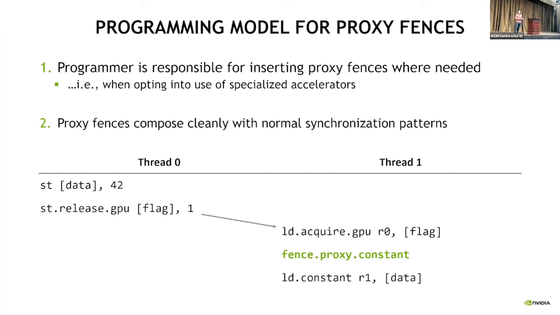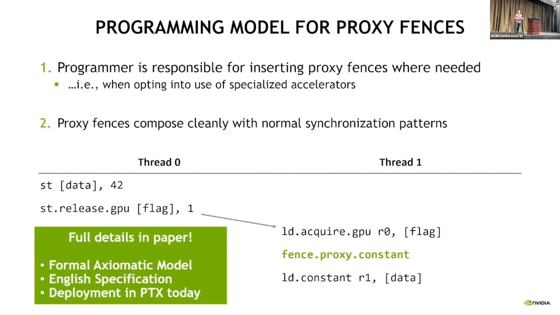So in a very quick nutshell, that is the idea. The paper obviously goes into a lot more detail. Like I said, it has a formal axiomatic model of the kind that is used for modern memory models. It's got an English specification as well. And this notion of proxies is partly deployed in PTX today. If you go look at the documentation online, you'll see at least the first pieces of it. And maybe you'll see more of it emerging over time for some of these other new features that I talked about.